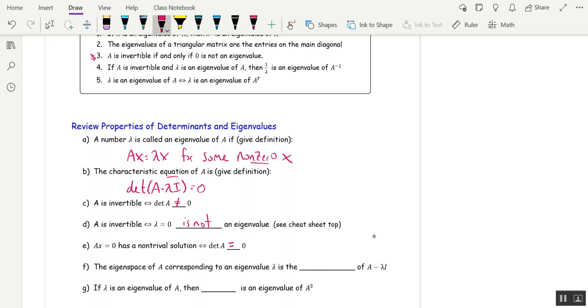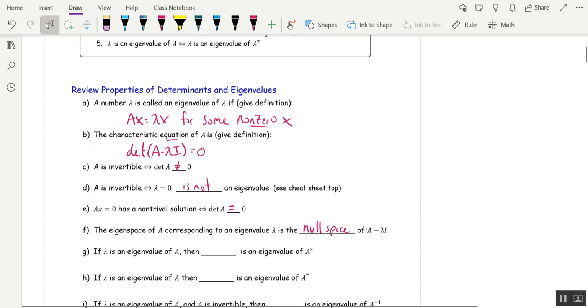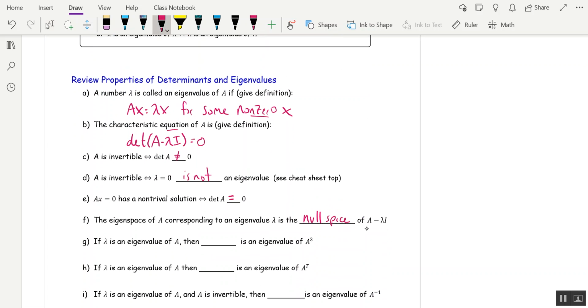The eigenspace of A corresponding to an eigenvalue lambda is the, well, what would go in the slot? Null space of A minus lambda I. That's what an eigenspace is. It's a null space. If lambda is an eigenvalue of A, then what is an eigenvalue of A cubed? That, again, is from the properties above, lambda cubed. But the eigenvector is the same eigenvector as A has. So if lambda is an eigenvalue of A with eigenvector x, then lambda cubed is an eigenvalue of A cubed with eigenvector x. Same eigenvector.